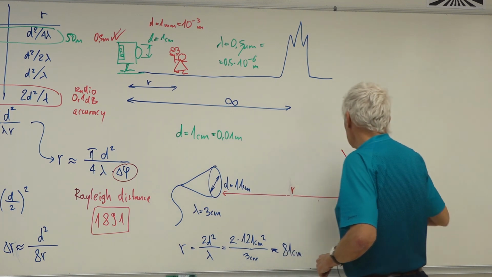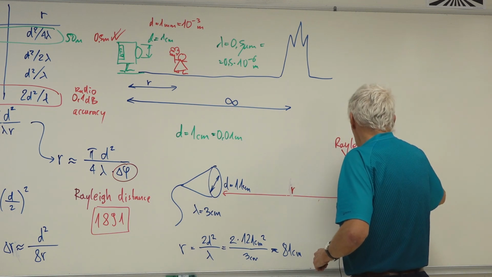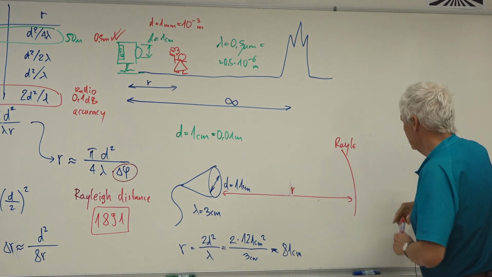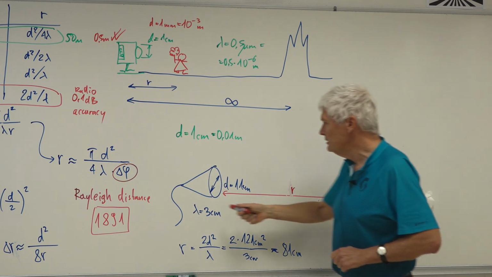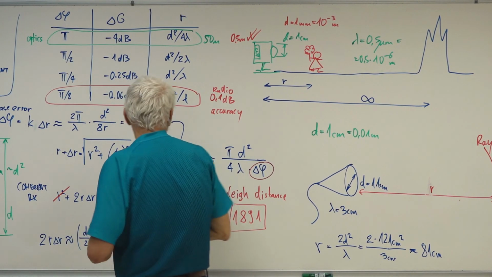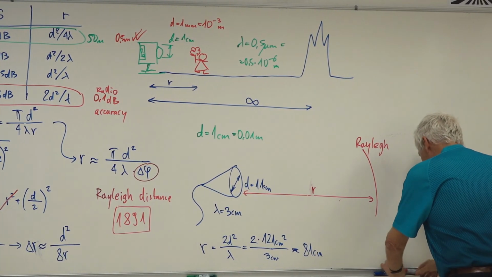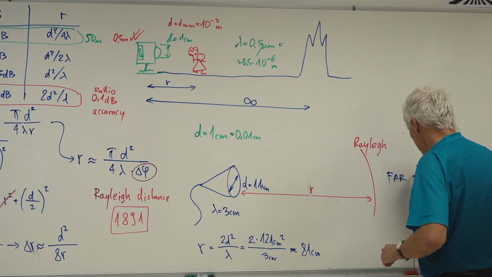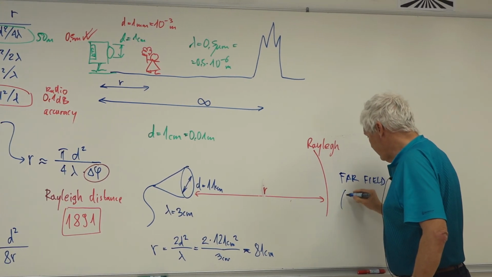R, Rayleigh distance, so this is Rayleigh. And with the demanding conditions for radio antennas, we are using this very strict requirement for the phase error. Here we have the far field. Only here the far field begins. Or also the Fraunhofer region.